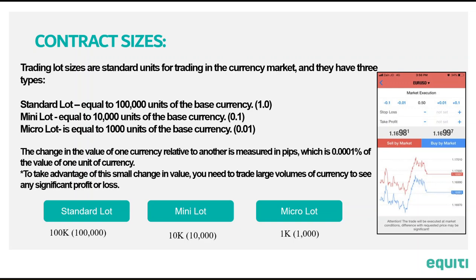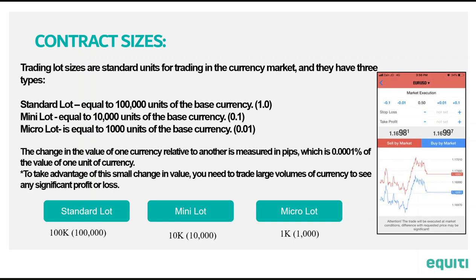Trading smaller contract sizes reduces the risk of losses, but also limits the potential profits. It is important to consider your trading style, risk tolerance, and account balance when deciding on the contract size. There are 3 types of lot sizes: standard lot, mini lot, and micro lot, as we can see here.